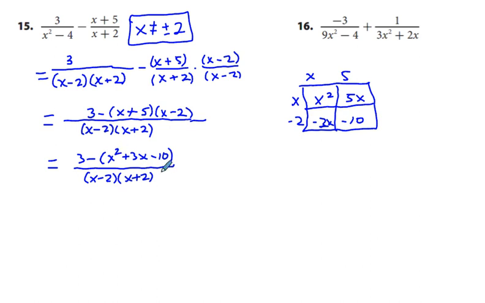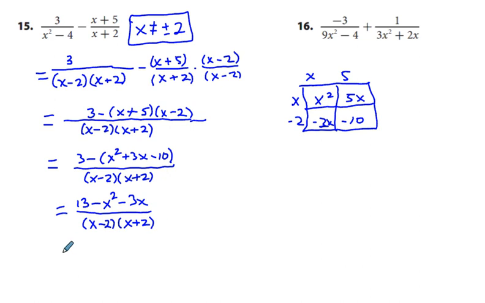What we're going to have is 3 minus negative 10, it's going to be 13. And we're going to have minus x squared and minus 3x over quantity x minus 2, quantity x plus 2.